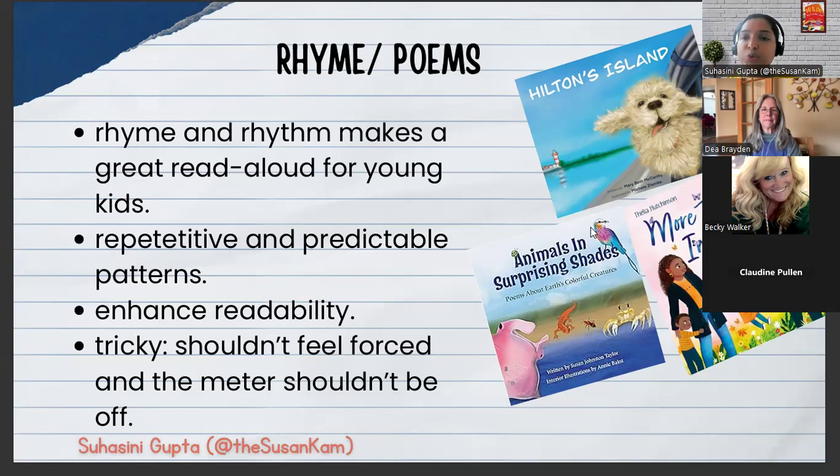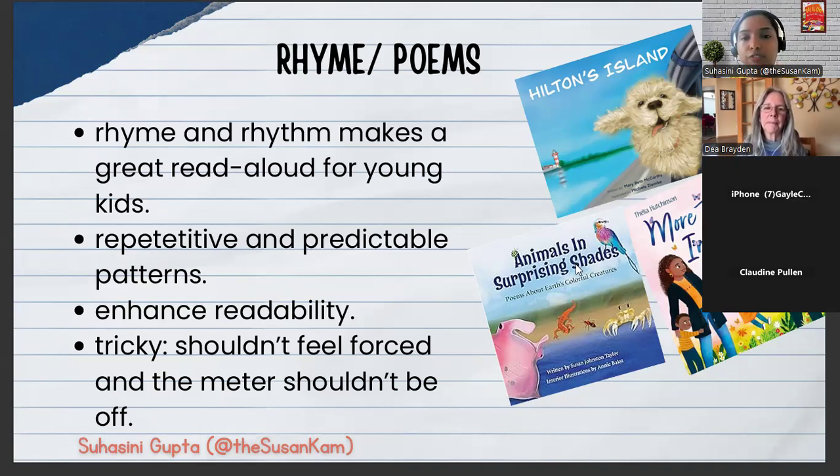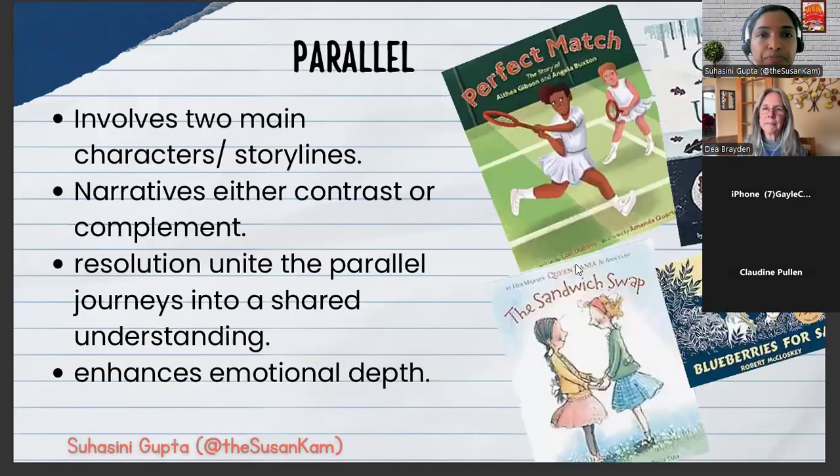And then we have More Than You Imagine, written by Talia Hutchinson, and it's a story about unconditional parental love for children, more than you can imagine. And Animals in Surprising Shades, written by Susan Johnson Taylor. It's a Gnome Road book. It's a collection of poems about colorful creatures written in different poetic forms.